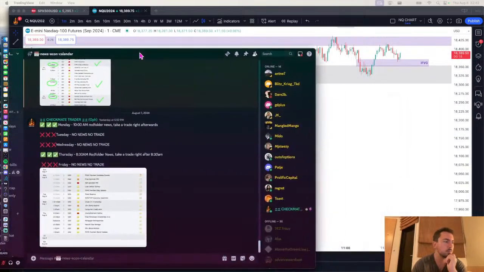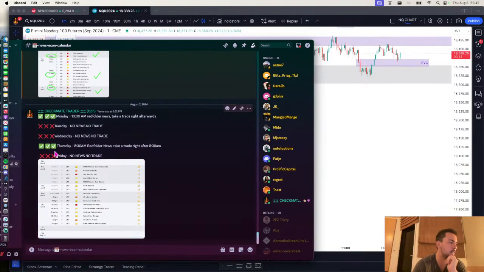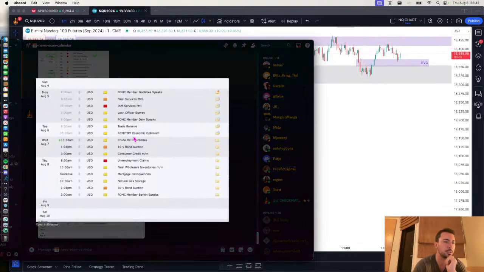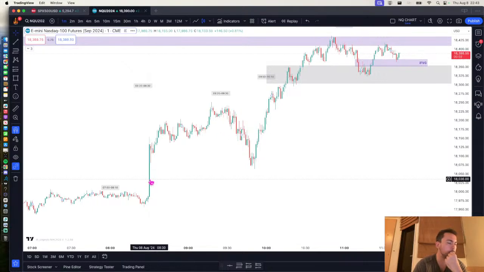So in the Discord, I posted that today, Thursday, we have 8:30 red folder news. So to take a trade right after 8:30, this is the red folder news you can see here. On the chart, this was the setup right here. So we had this 8:30 news candle, right? And we formed this wick at the top.